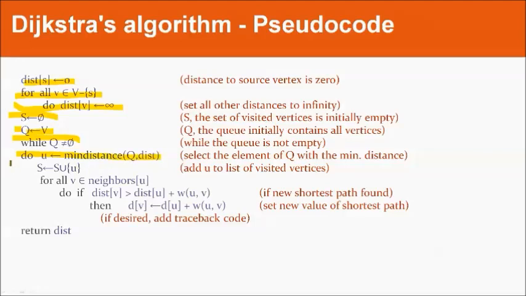Add U to the set of visited vertices. Next, for all V in the neighbors of U, if a new shortest path is found, do this part of the pseudocode: set the new value of the shortest path. If desired, add traceback code, and then return the distance. Okay? So that is Dijkstra's algorithm pseudocode.